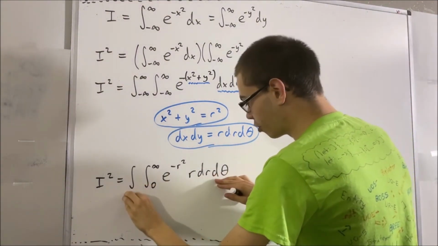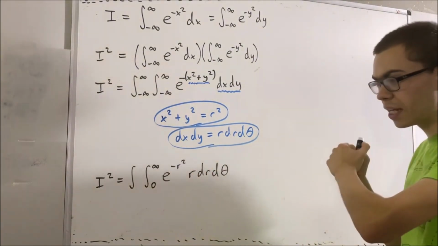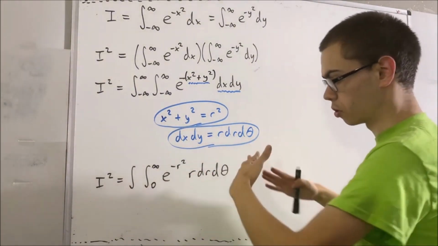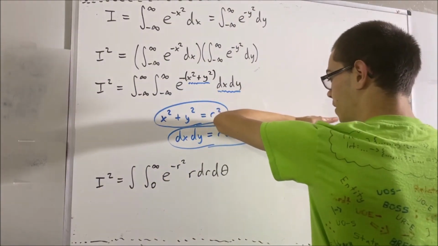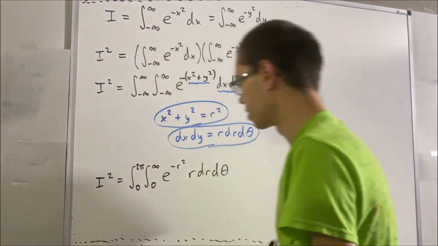Okay, so then how do we integrate theta? Well, we need to make sure we reach every point in the coordinate plane, and the way we do that is we go in a full circle. We integrate from an angle of 0 to an angle of 2 pi radians. So just like that.